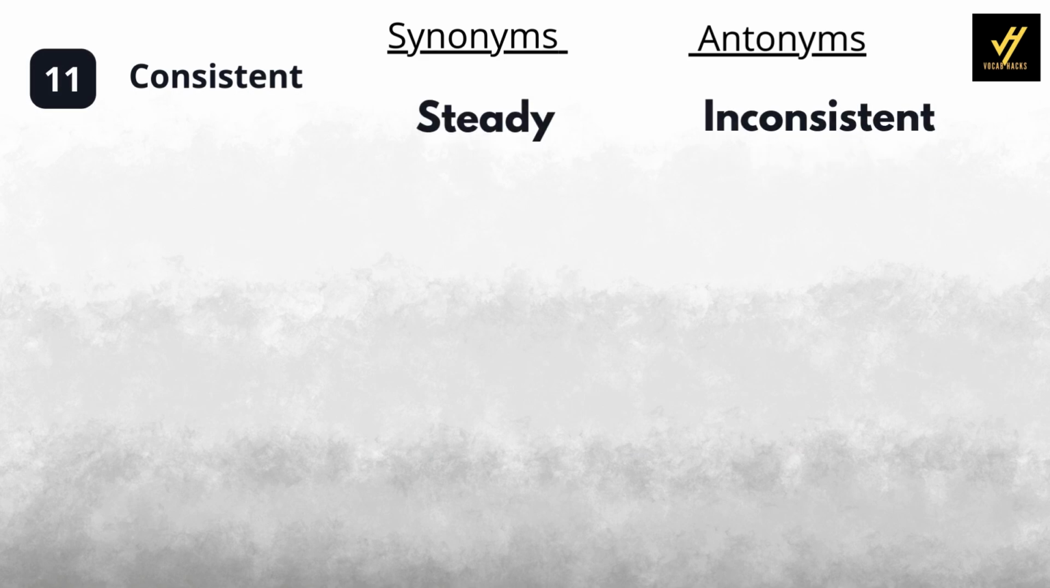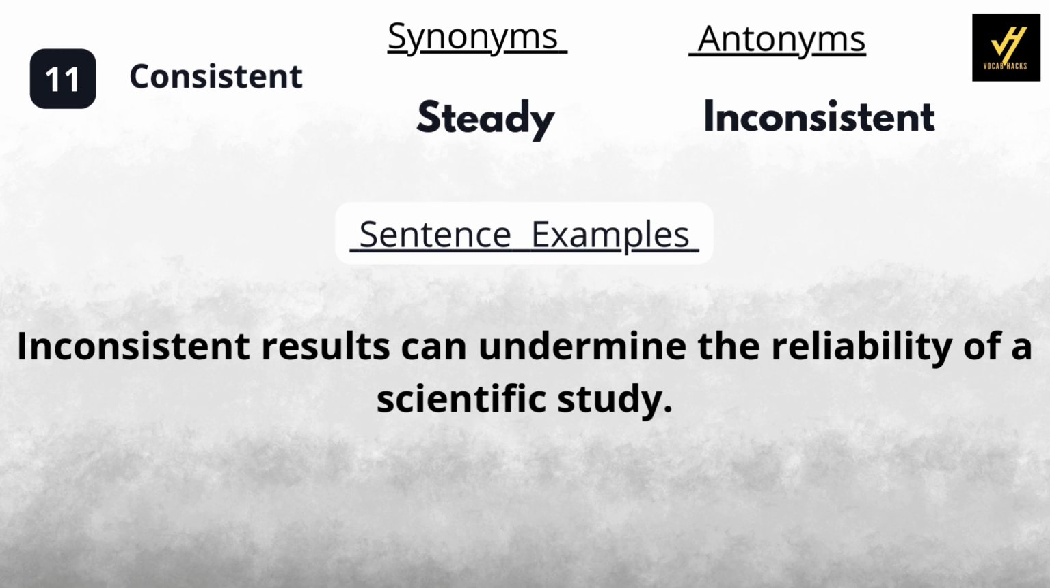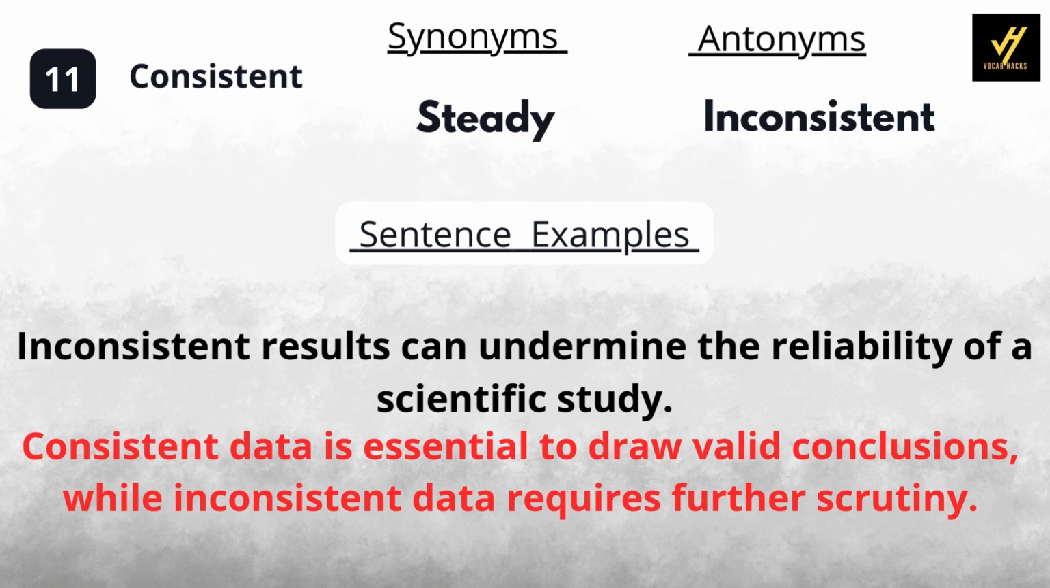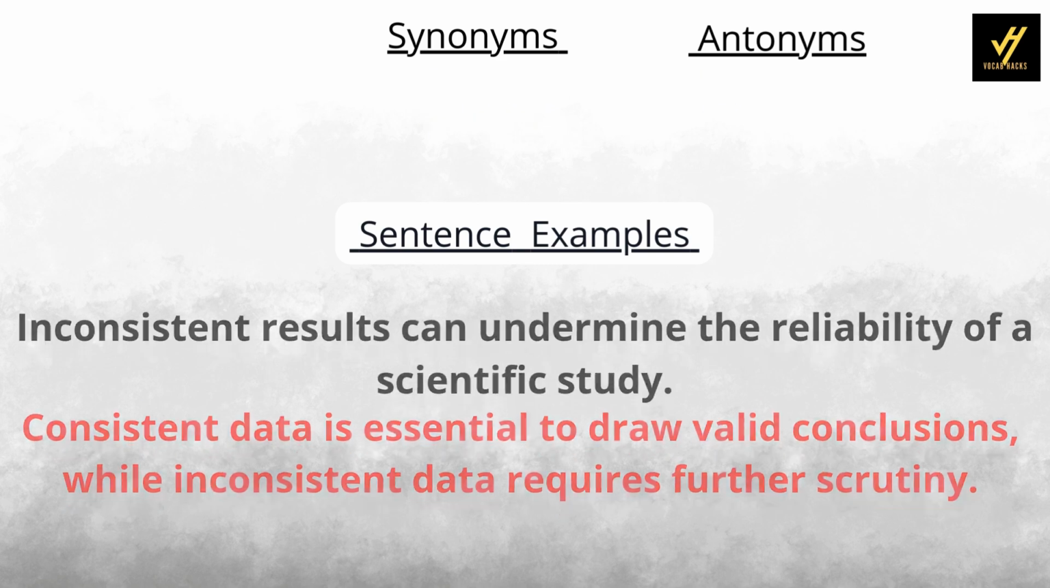Consistent, steady, inconsistent. Inconsistent results can undermine the reliability of a scientific study. Consistent data is essential to draw valid conclusions, while inconsistent data requires further scrutiny.